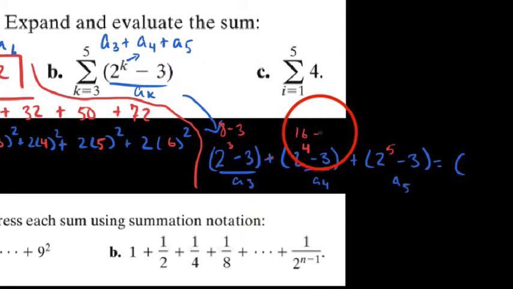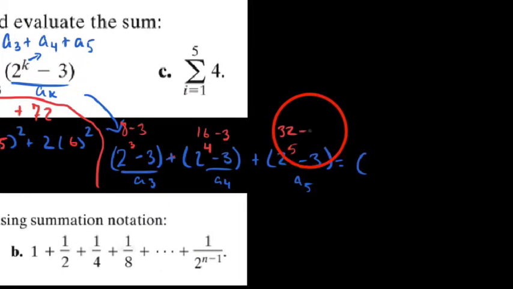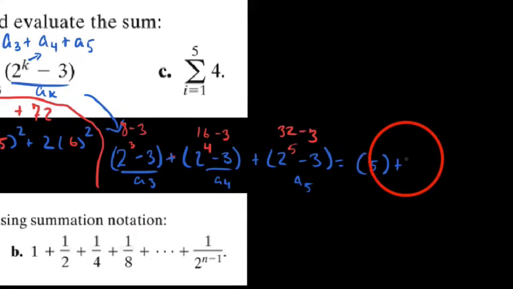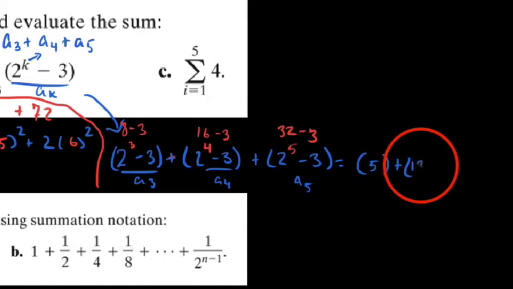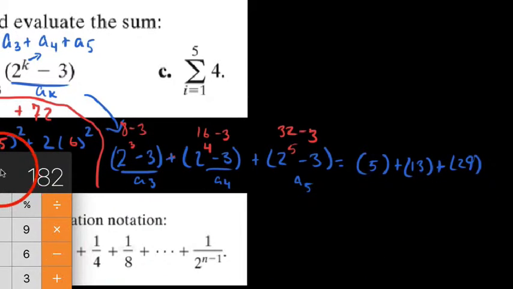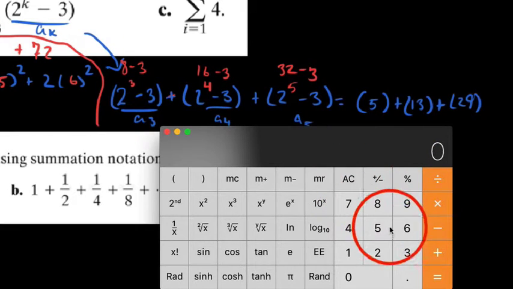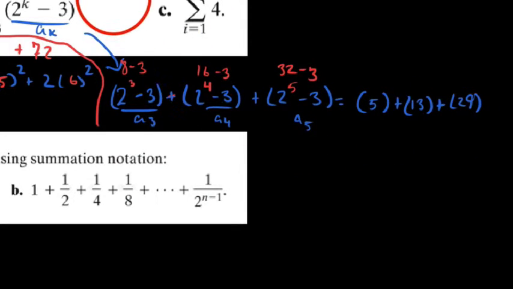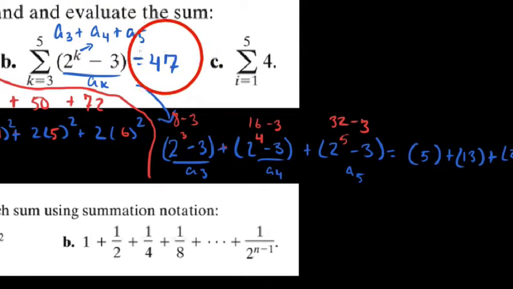Here we get 16 minus 3, and here we get 32 minus 3. But essentially 8 minus 3 is going to give us a 5 here. So 5 plus, now 16 minus 3 is 13, plus now 32 minus 3 is 29. So adding these together, again, we get our calculators ready here. But we could say, clearing this out, we get 5 plus 13 plus 29. So 47. So we would say that this sum right here, the whole thing, comes out to be a sum of 47.